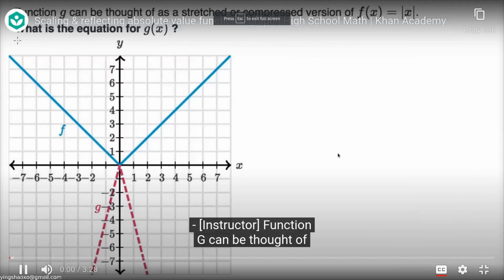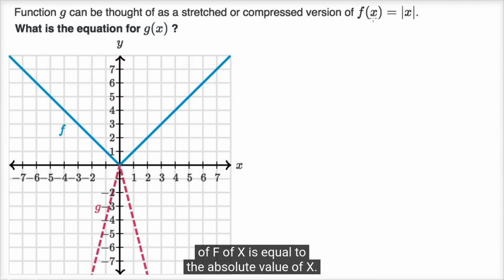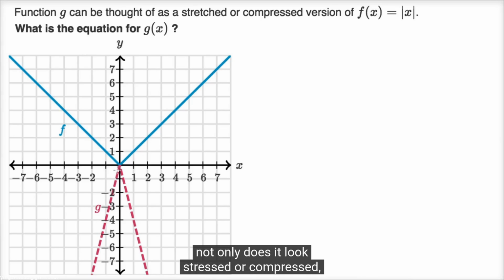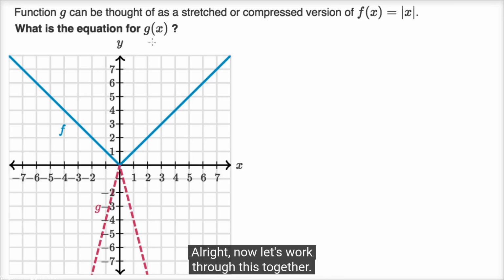All right, let's go. Function g can be thought of as a stretched or compressed version of f of x is equal to the absolute value of x. What is the equation for g of x? So you can see f of x is equal to the absolute value of x here in blue. And then g of x, not only does it look stretched or compressed, but it also is flipped over the x-axis. So like always, pause this video and see if you can come up yourself with the equation for g of x. All right, now let's work through this together.